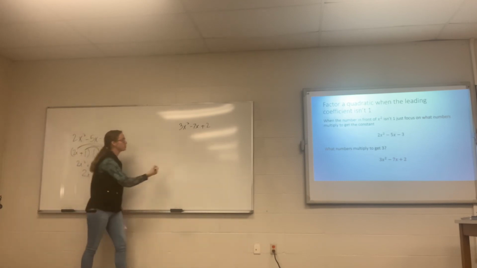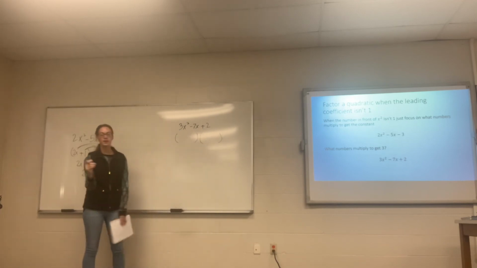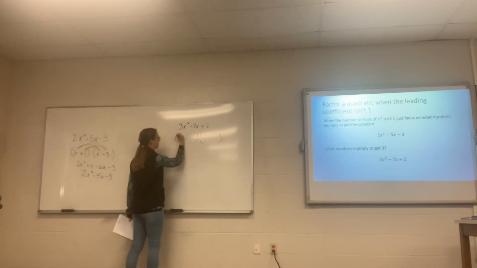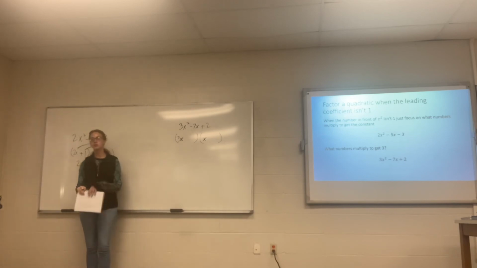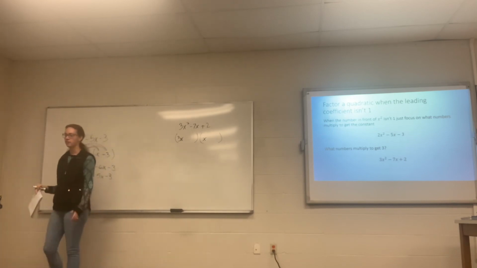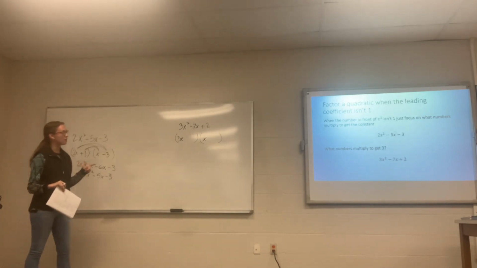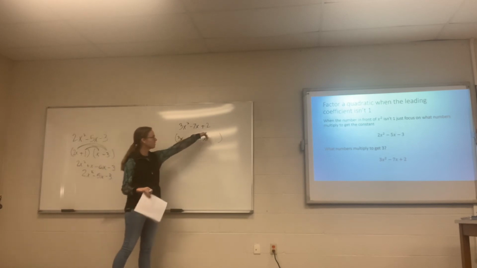What I need to do when I break this down into my parentheses, the only way I can get a 3 is 3 times 1. So I know I'm going to have 3x over here and just x over here. That's the only two numbers that are going to multiply and give me 3.